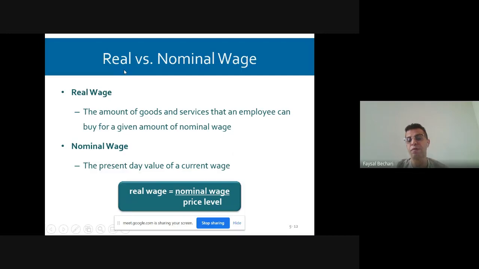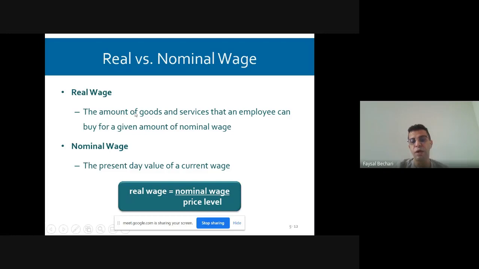Now, we have other points. We're trying to put in a few points that you need to know, and then we put them all together to make it easy for us to explain what the classical, Keynesian, and neoclassical theories mean. We need to explain these issues before we get into explaining the theories. So, what is the real wage versus the nominal wage?